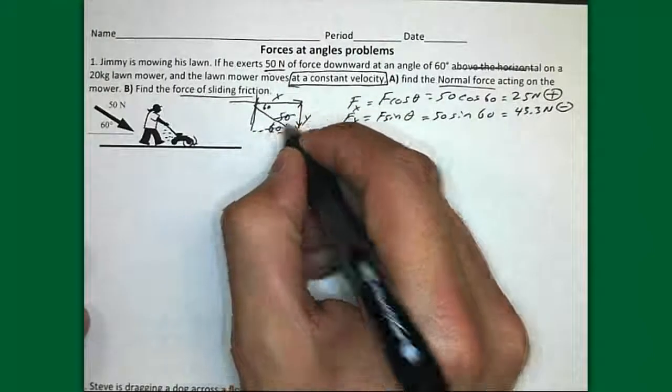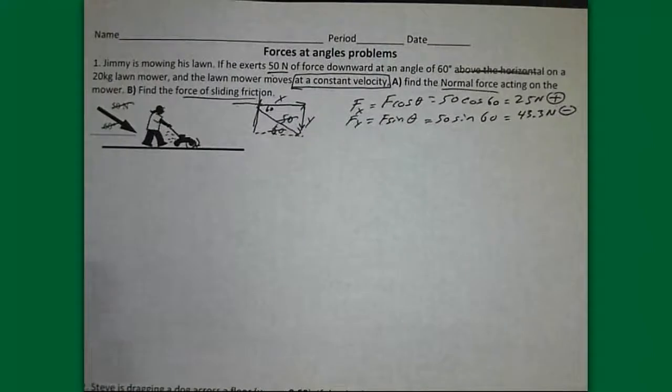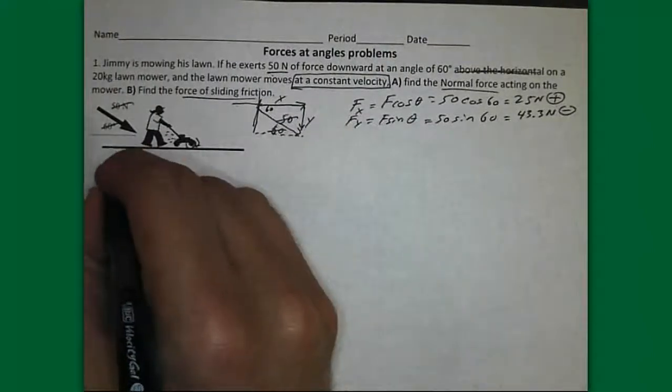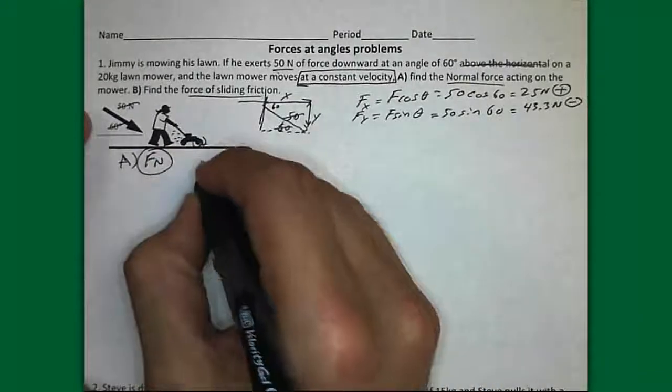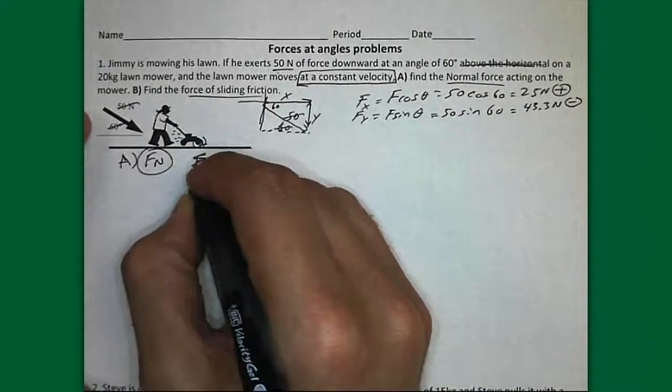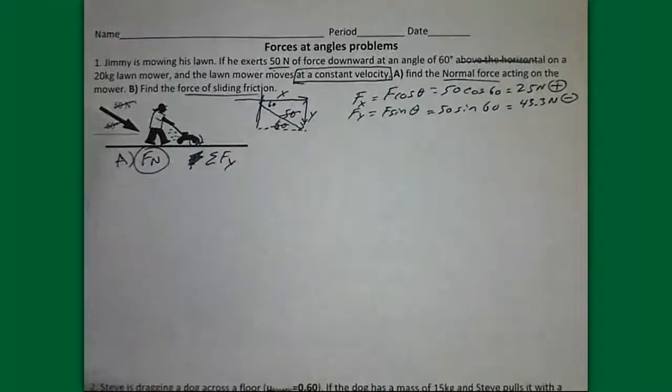Alright, so I found the x and y components. I'm now going to get rid of the original force and angle. Do not use those again. So for part A, they want to solve for the normal force. And to do that, I have to, once again, sum the forces in the y direction.